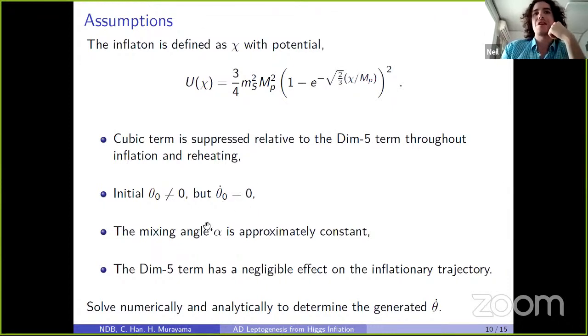The mixing angle, as I said before, will be assumed to be approximately constant, and you can adjust this assumption for the reheating epoch. Additionally, we assume that the dimension 5 term, although it dominates over the cubic term, is not strong enough to affect the inflationary trajectory that we've initially defined. These provide a few important constraints on the parameters. But now that we've done this, we can solve both numerically and analytically the dynamics of theta.